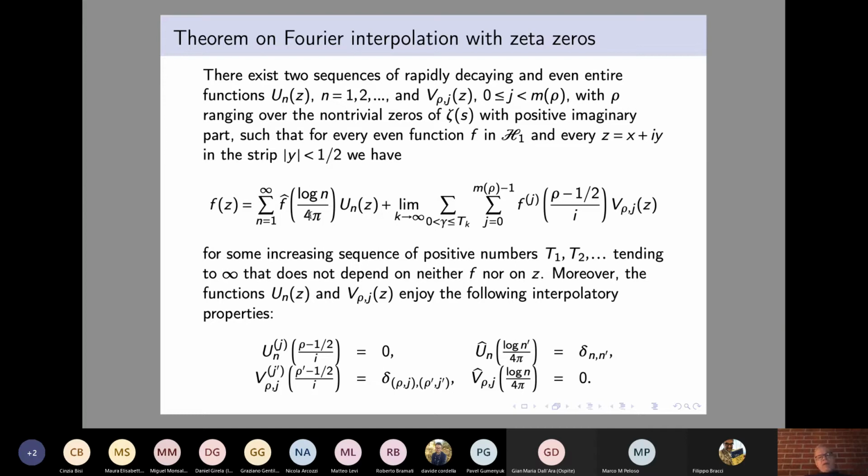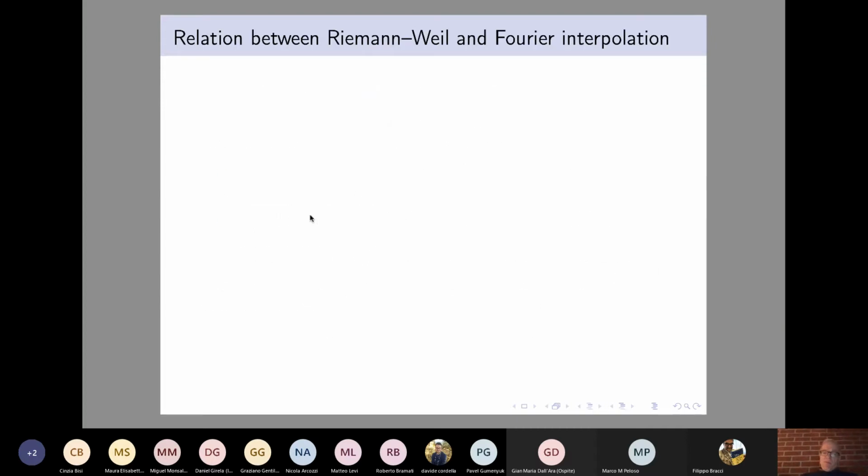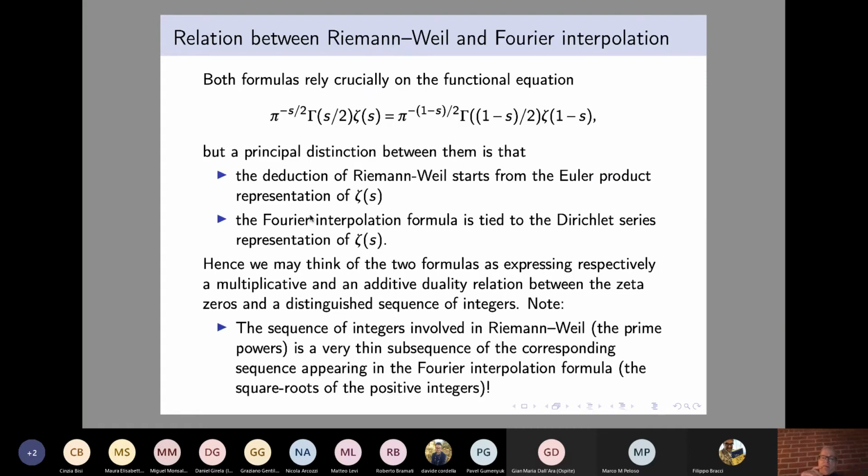So the difference between the two is that one is the square root of the other, roughly speaking in terms of density. So it's a much thinner sequence than you have in the Riemann-Weil formula. That's what I write here, at the bottom of the page, that it's basically the square root of the integers.